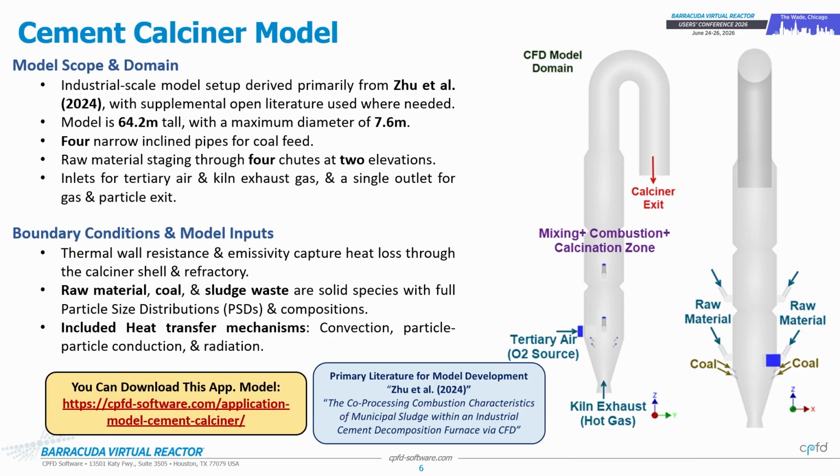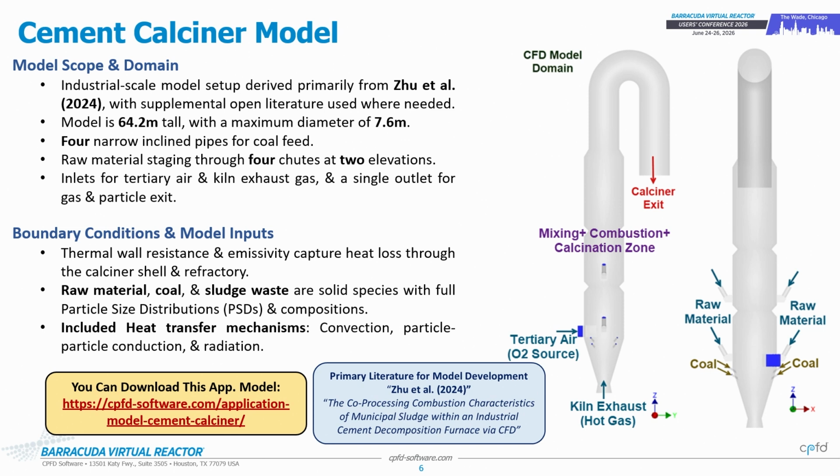And then we have inlets at the bottom for the kiln exhaust gas to come through. And then we have the preheated tertiary air coming from the cooler, and this is the primary source of oxygen for the combustion reactions. And then we have an outlet where the gases and the particles exit the calciner and then enter the preheated state cyclones.